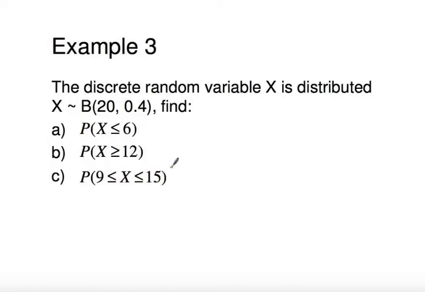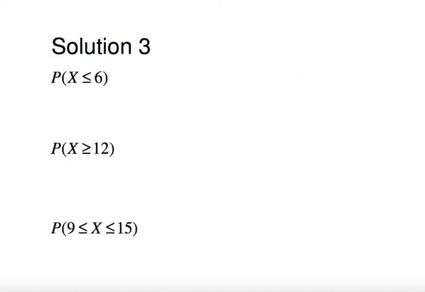Okay, example 3, we've got a discrete random variable x. It's distributed such that x is binomially distributed with 20 trials and a probability of success of 0.4. So I want to find the probability that x is less than or equal to 6. I want to find the probability x is greater than or equal to 12. I want to find the probability that x is between 9 and 15. Okay, so let's have a look at the answers.